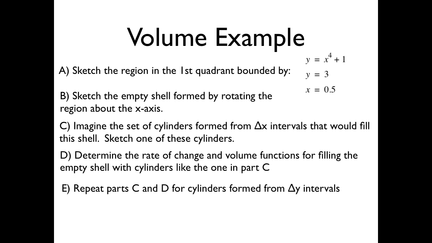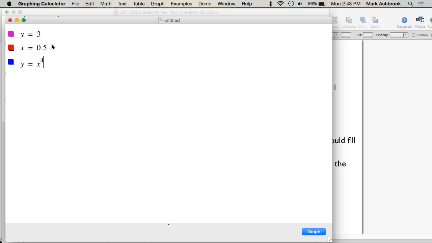And then we're going to do it both ways. You're going to imagine a set of cylinders formed by delta x intervals, sketch one of those, determine the rate of change function and the volume function, and then do it again for cylinders formed by delta y intervals. But it's the same empty shell that you get by rotating around the x-axis. Okay?